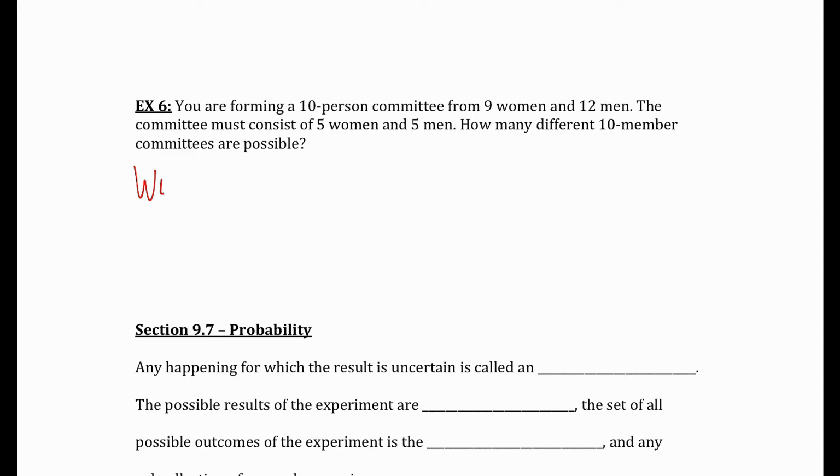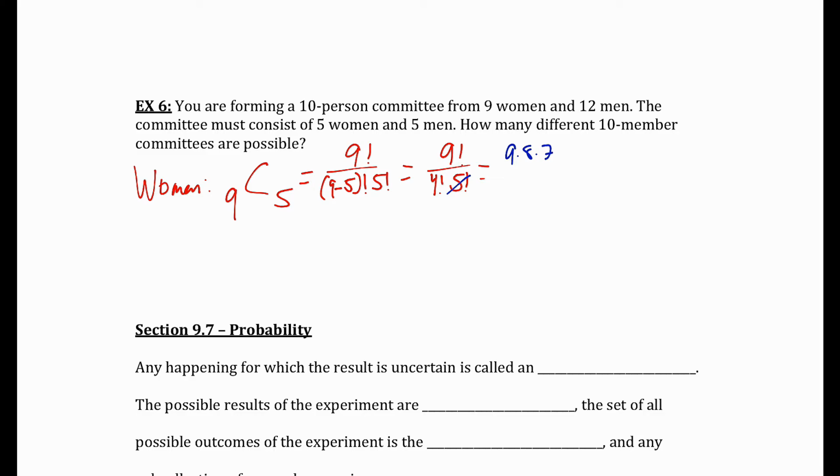So for the women, there are 9 total women, and again, it doesn't matter what order they're chosen in. So we're going to do 9C5 for a combination. We'll do 9 factorial over 9 minus 5 factorial times 5 factorial. Cleaning that up a little bit, we get 9 factorial over 4 factorial times 5 factorial. I'm going to cancel out the 5 factorial because 9 factorial is going to have 5, 4, 3, 2, 1. So in our numerator, it'll just be 9 times 8 times 7 times 6, all divided by what we have left of 4 times 3 times 2 times 1.